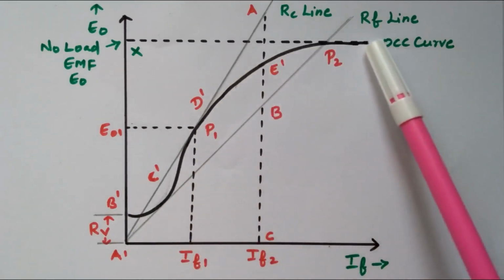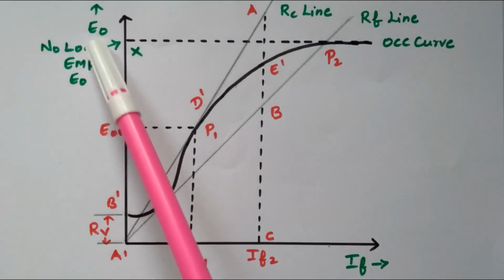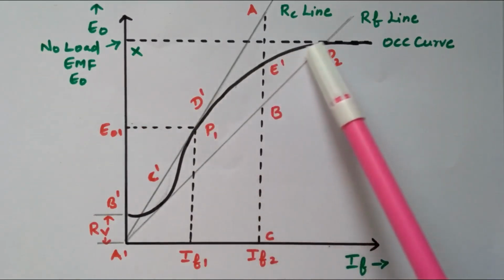See that when the field current increases, the E0 value also increases. At this point, it is saturated. It increases slowly, because when IF increases, flux will increase, and when flux increases, the no load EMF also increases. So this is the open circuit characteristics, OCC.